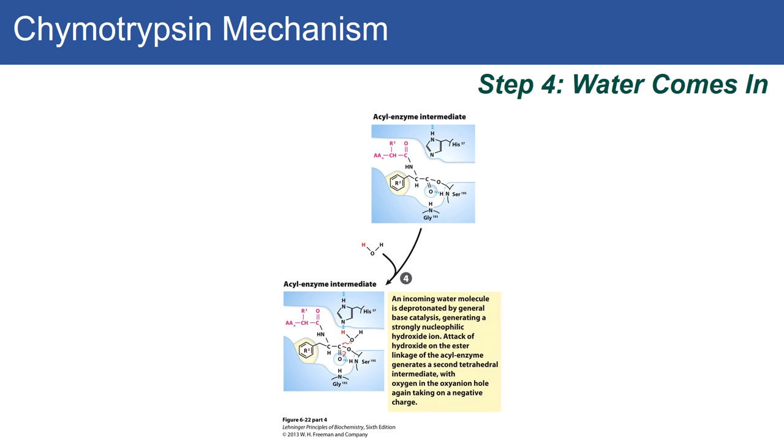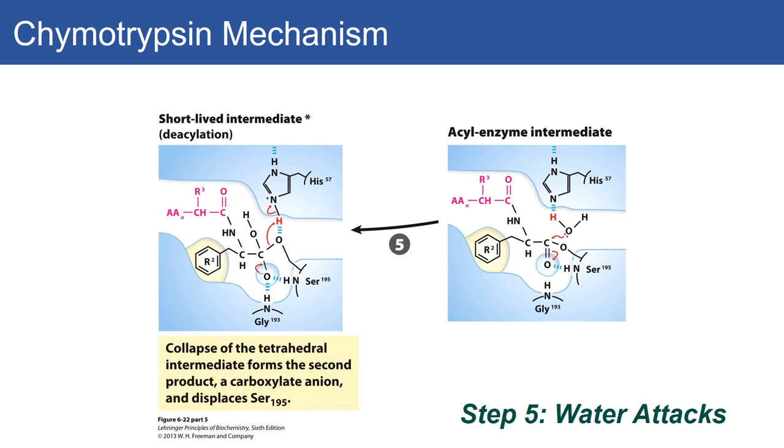So in step 4, we still have the acyl enzyme intermediate. Water is going to come in, and that water step is a very important part. It's going to form a nucleophilic attack on that hydroxide ion. That attack leads to the collapse of the tetrahedral intermediate and forms a second carboxylate anion and displaces the serine 195. So we have a short-lived intermediate deacylation step. We get an acyl enzyme intermediate.